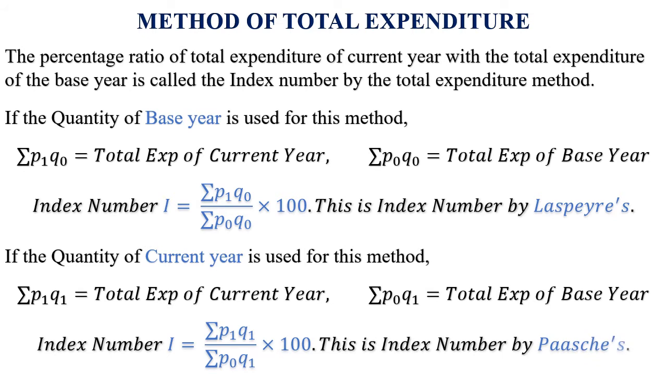Naturally, this is the Paasche index number. So the total expenditure method basically uses the Laspeyres' and Paasche index number, but either of these, because whatever is the data given, accordingly we have to decide whether to use the Q0 or Q1. They will give us the data, and from that data we will be deciding: if the base year quantity is available, we will use the first formula, and if the current year quantity is available, we will use the latter formula.